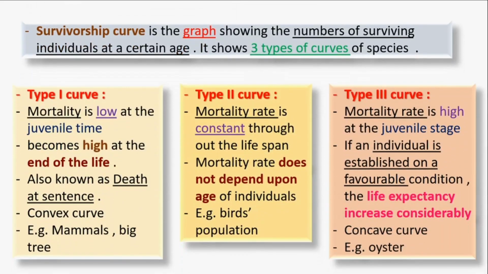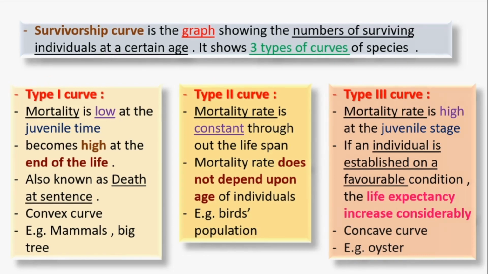So what is a survivorship curve? A curve means a graphical representation, and a curve or graph which shows the number of individuals surviving at a certain age in a certain population is called the survivorship curve. In our ecosystem, we can find three kinds of survivorship curves: type 1, type 2 and type 3. We will see these curves along with the graphs. So let's have a look.